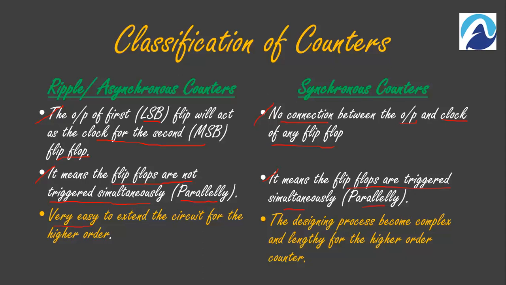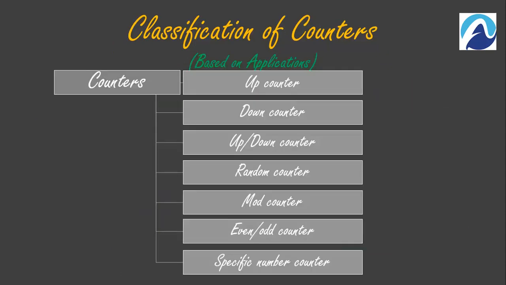If we want to extend the circuit of the asynchronous counter for higher order counters like 3-bit, 4-bit, 5-bit, 6-bit, 7-bit counters, it is very easy. But the design process of the synchronous counter becomes more complex and lengthy for the higher order counters. You will understand this point in the upcoming videos when we see the designing of the synchronous counters.